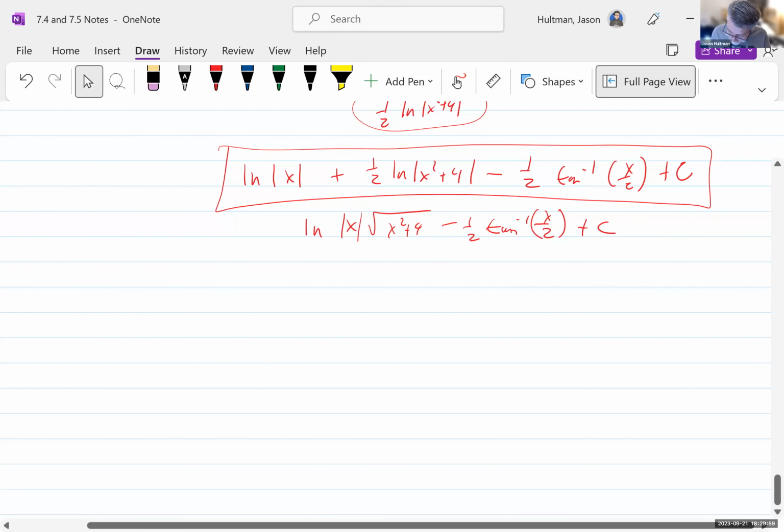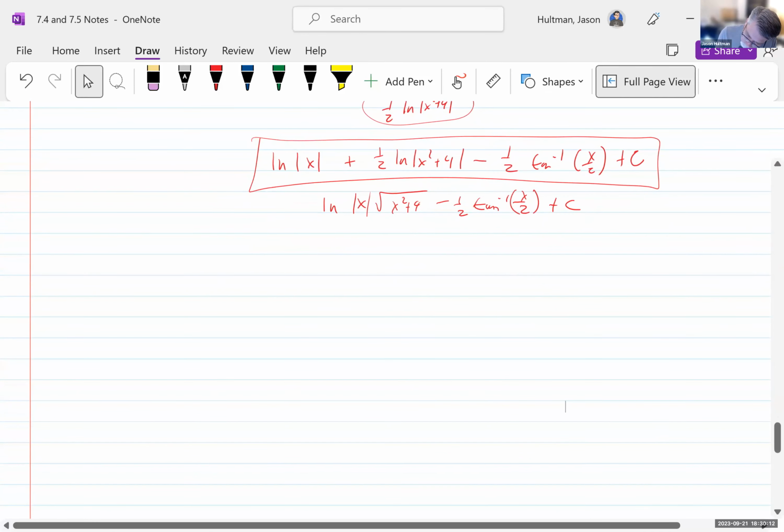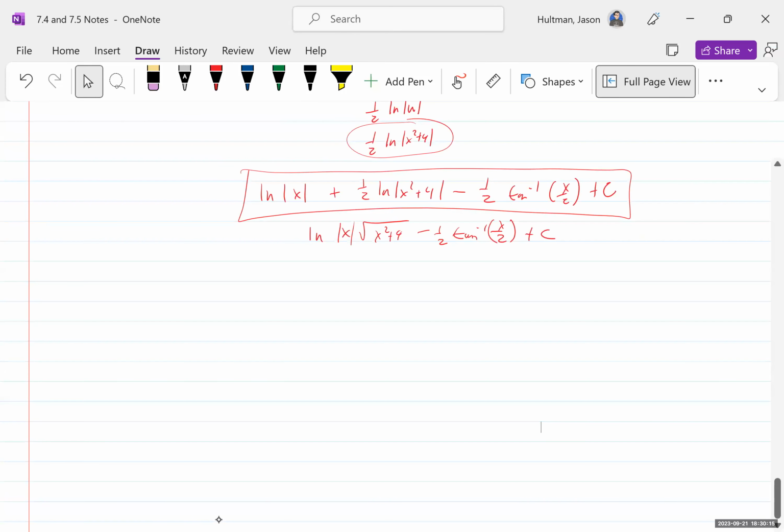Okay, and that's 7.4. Let's continue on with 7.5. Why is the second term, how did it become a square root? Because the 1/2, right? Powers of natural log. Okay, right? And then anything to the 1/2 is a square root. Maybe I'll put it like this. Natural log of that guy.